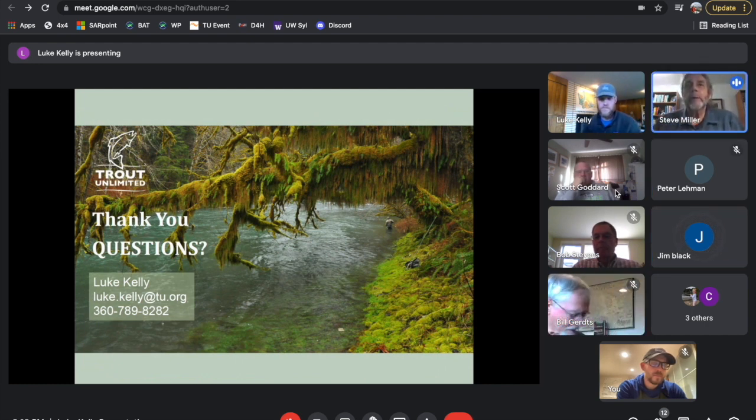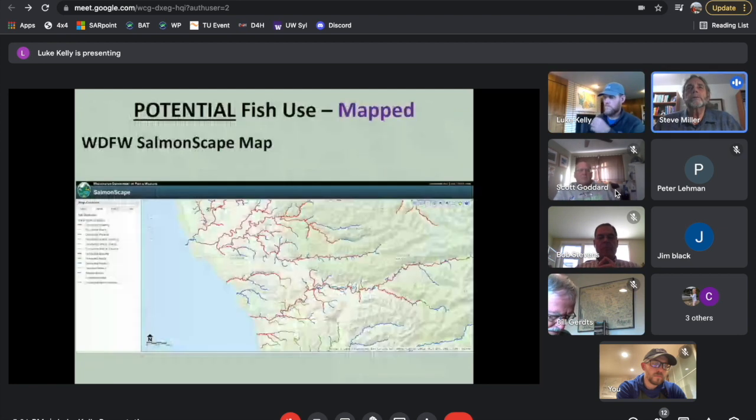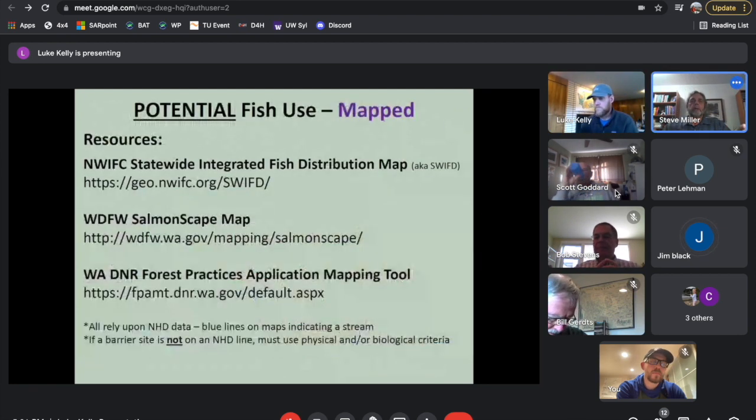Excuse me, I've got a quick question about the use of the Salmonscape and the Swifty maps. Are they considered very reliable? In other words, if we don't see something, but the map says it is there, does it make sense to say it has fish potential based on the map?